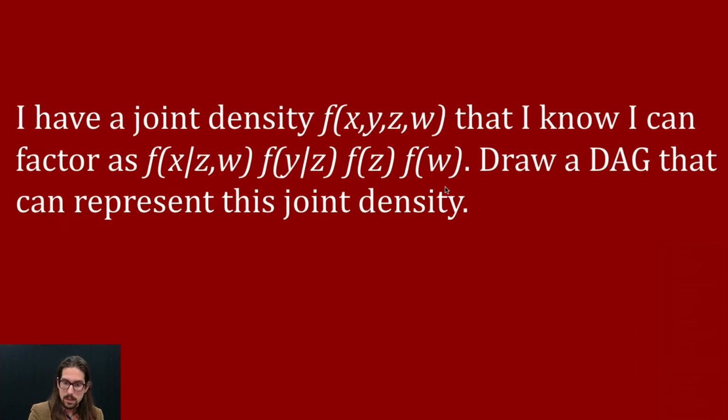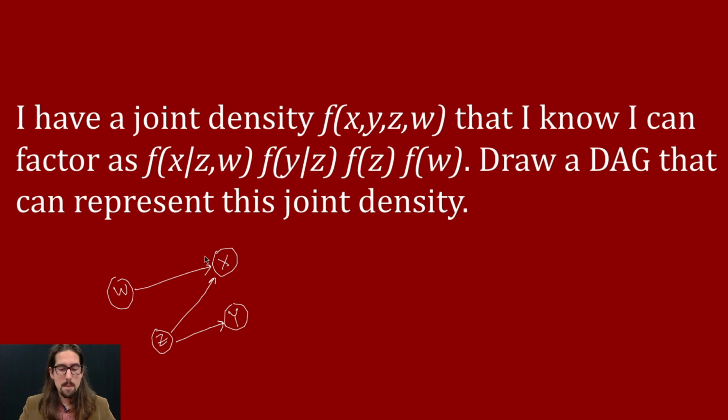So we start from the marginal density, so I'll draw w here. And w is not being conditioned on anything, so we're good. Now we go to the next one, we have z, so I add z. Z is not being conditioned on anything, so we're good. Now we go to the next one, I'm adding y. Y is being conditioned on z, so I need to draw an arrow from z to y. And now lastly we have x, and x is being conditioned on z and w. So this is our DAG.